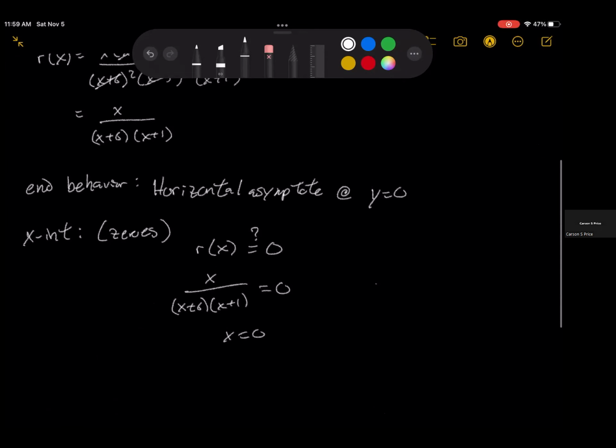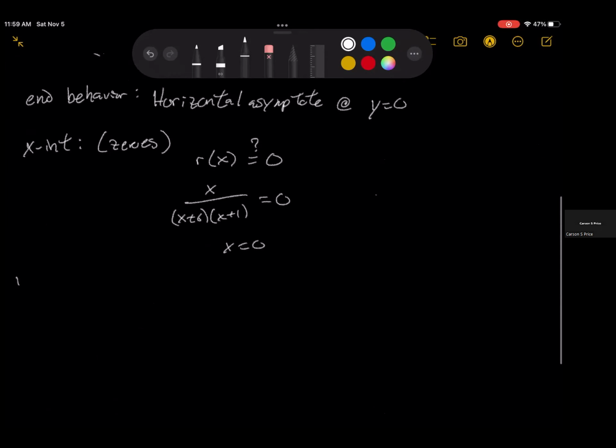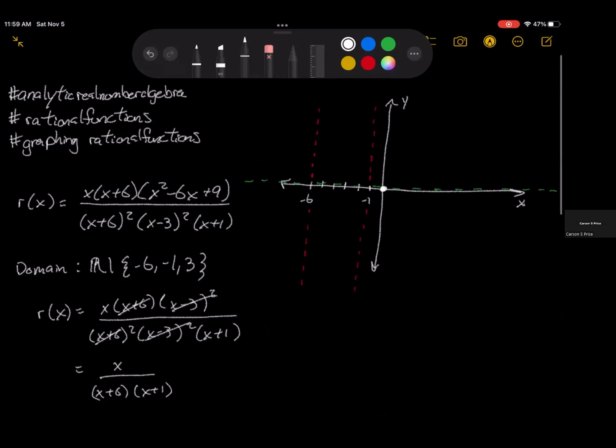Now we could also think about y-intercepts. Y-intercepts, remember, what does your function give you as 0? When your function is 0, when are you going to cross this y-axis?